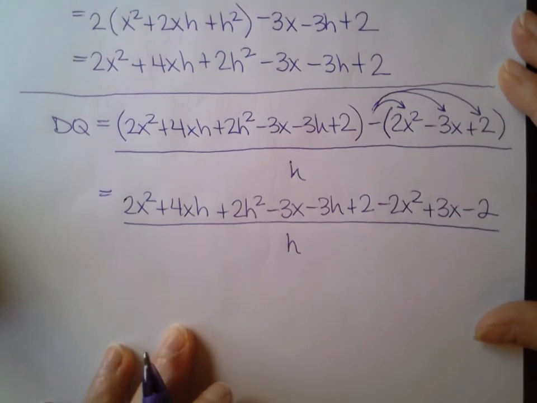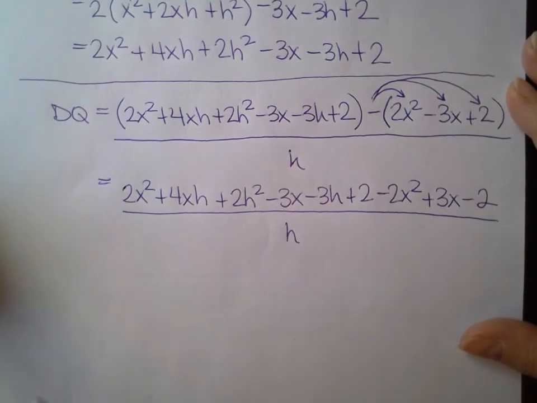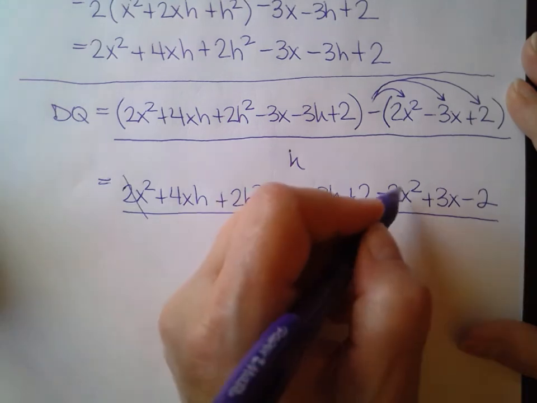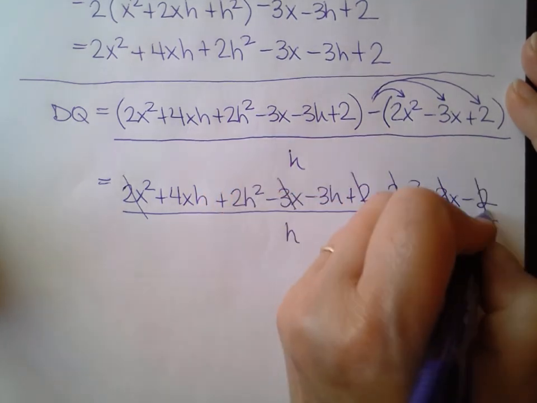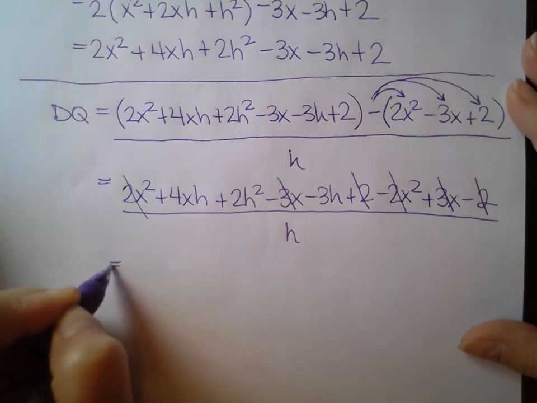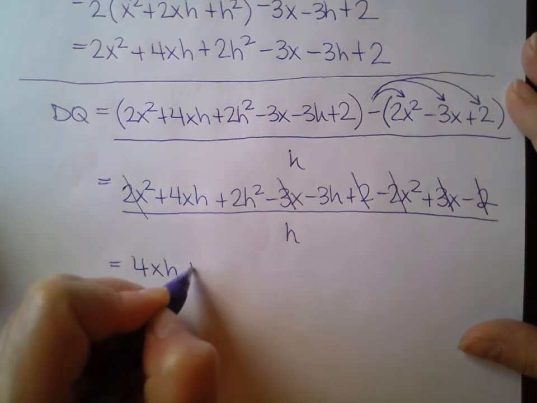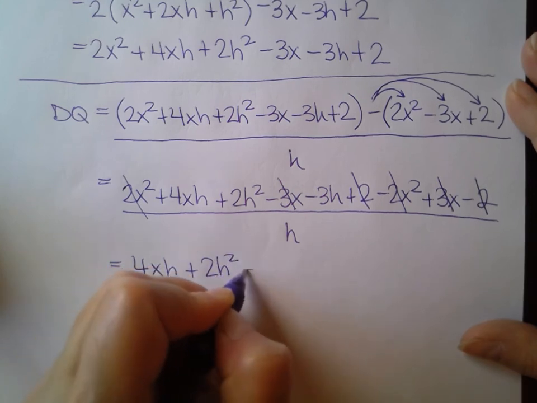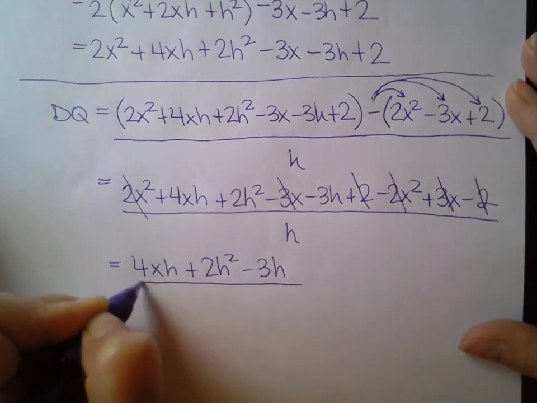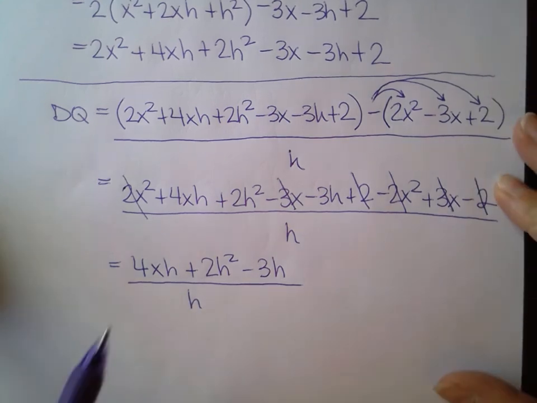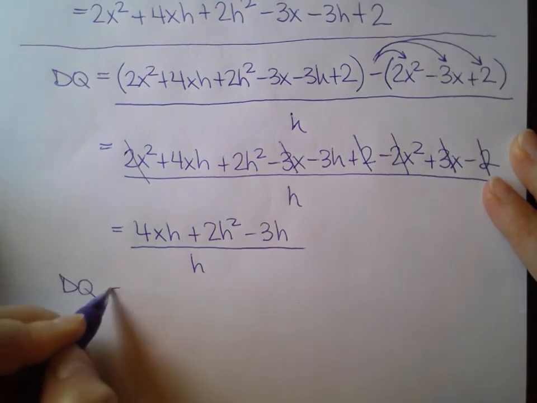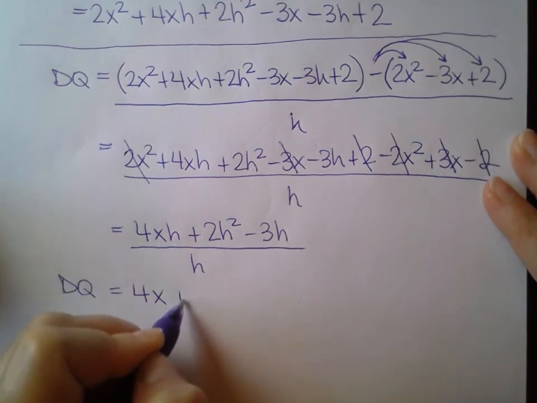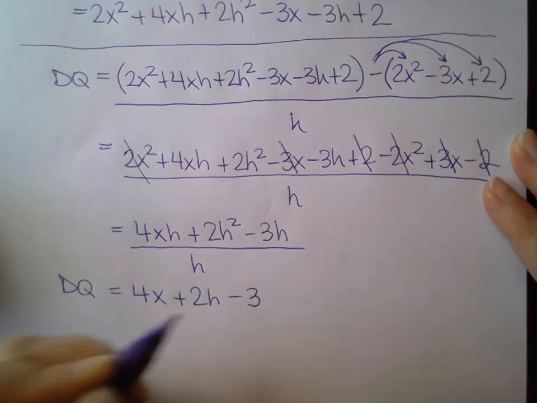Okay, this is the point where some nice canceling should happen. I've got 2x squared and negative 2x squared. They add to 0. Negative 3x and positive 3x add to 0. 2 and negative 2 add to 0. Everything that's left should have an h in it so that I'm free to divide by h. And I'm going to divide all 3 parts by h. So my final answer will be 4x plus 2h minus 3.